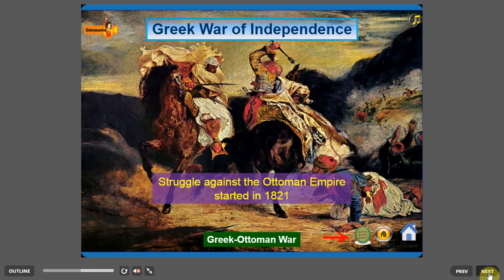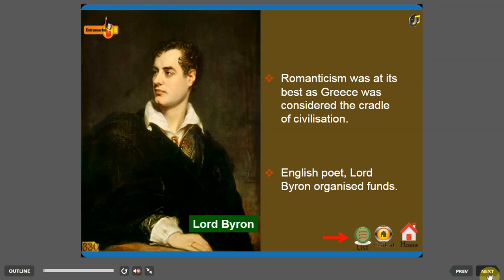Greek War of Independence. These conditions led to the Greek War of Independence also. Now, Greece was under the Ottoman Empire since the 15th century. So they also started the freedom struggle after 1821.